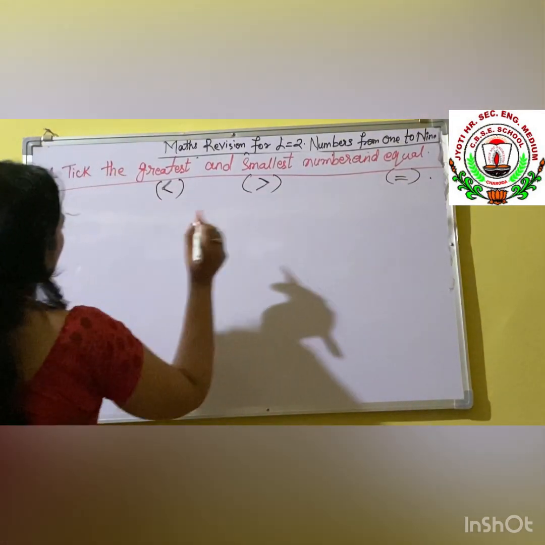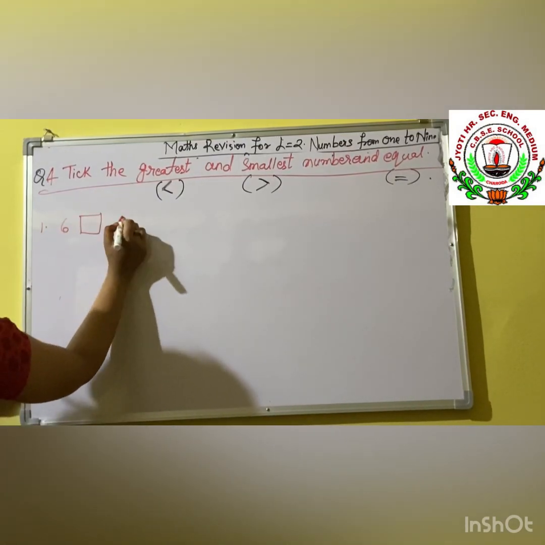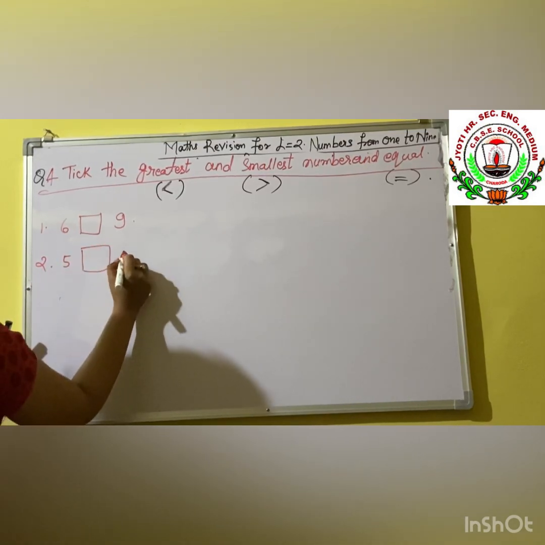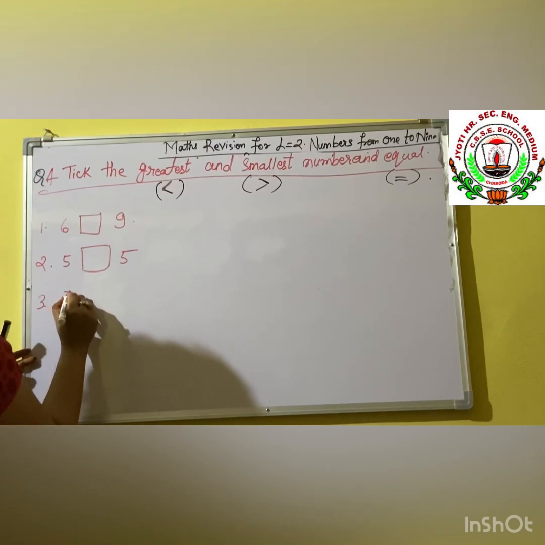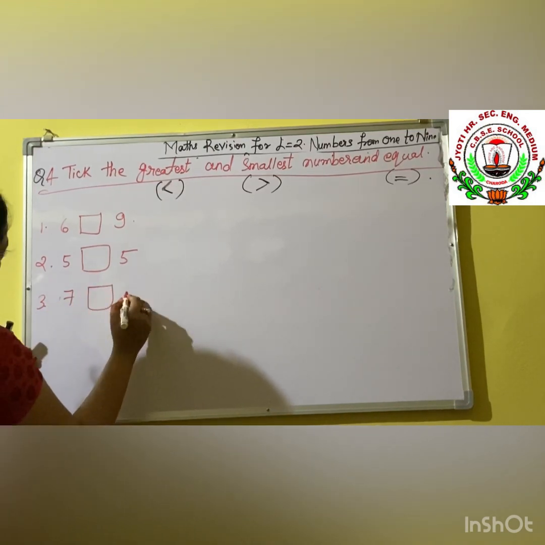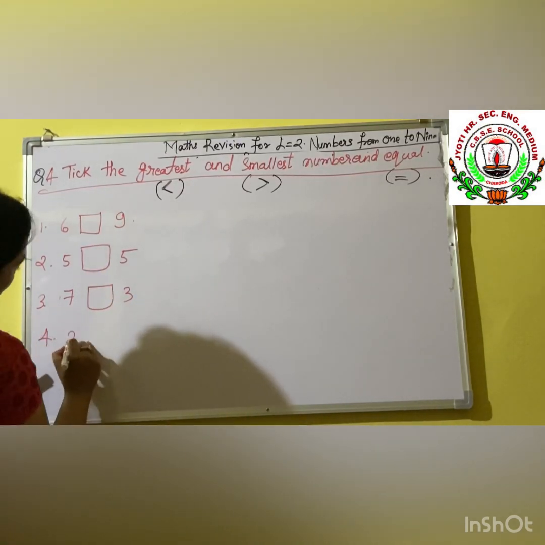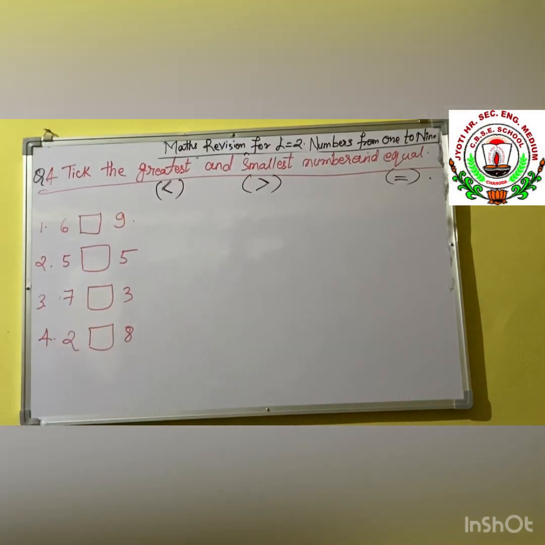We are going to put this sign. I am giving some questions: 6 dash 9, 5 dash 5, 7 dash 3, 2 dash 8. Here we are having some questions. We have to put sign here. So first one is 6 dash 9.